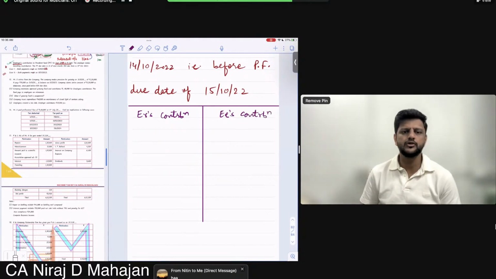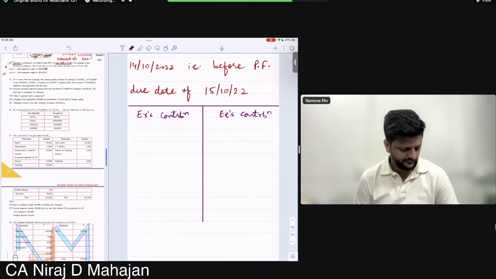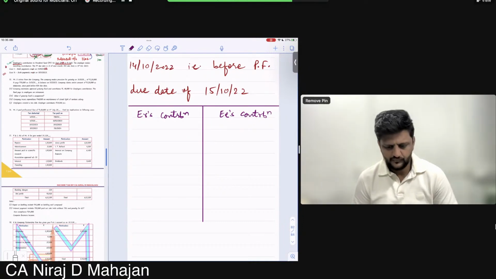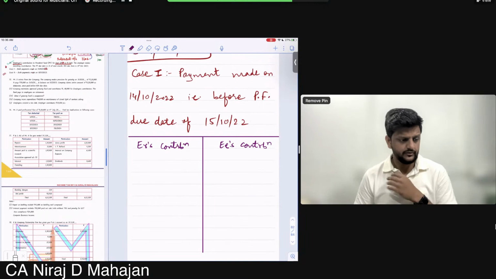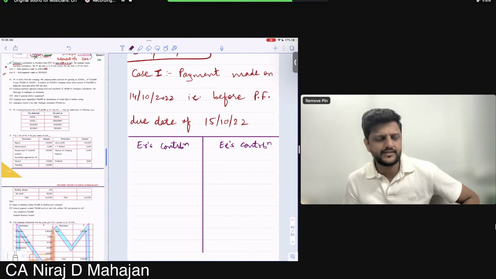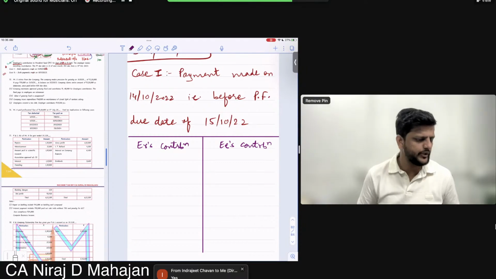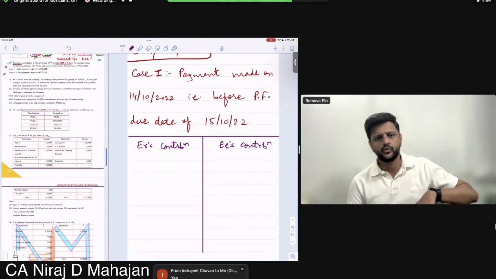Employer's contribution and employee's contribution, both we are going to understand. First of all, is Section 43B applicable on both the cases? 43B, contribution to provident fund, employer as well as employee, or only employer, or only employee, or what?